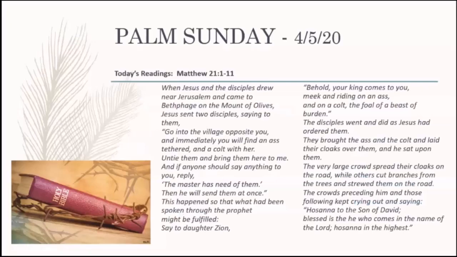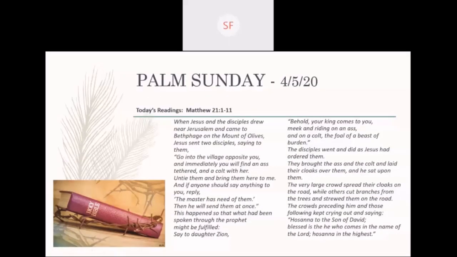This happened so that what had been spoken through the prophet might be fulfilled. "Say to daughter Zion, 'Behold, your king comes to you, meek and riding on an ass, and on a colt, the foal of a beast of burden.'" The disciples went and did as Jesus had ordered them. They brought the ass and the colt and laid their cloaks over them, and he sat upon them. The very large crowd spread their cloaks on the road, while others cut branches from the trees and strewed them on the road. The crowds preceding him and those following kept crying out and saying, "Hosanna to the Son of David. Blessed is he who comes in the name of the Lord. Hosanna in the highest." The Gospel of the Lord. Praise to you, Lord Jesus Christ.